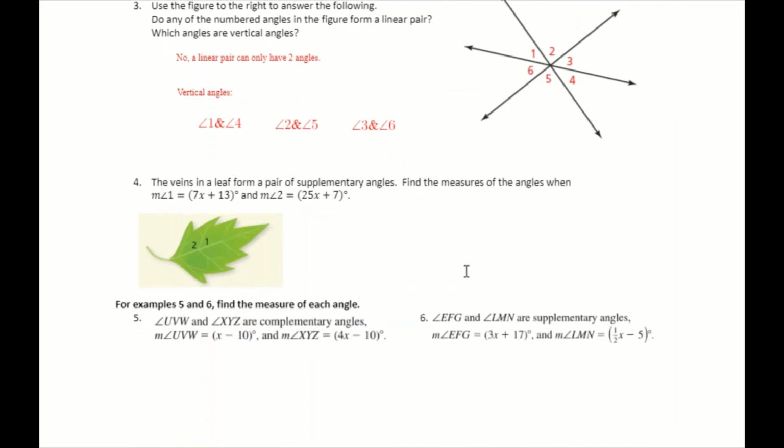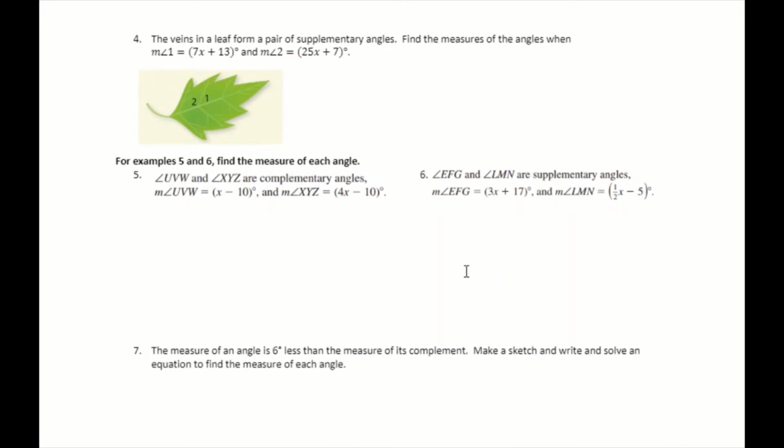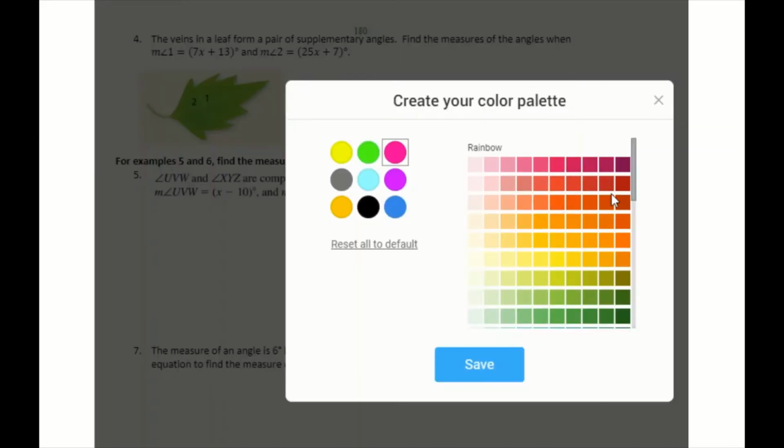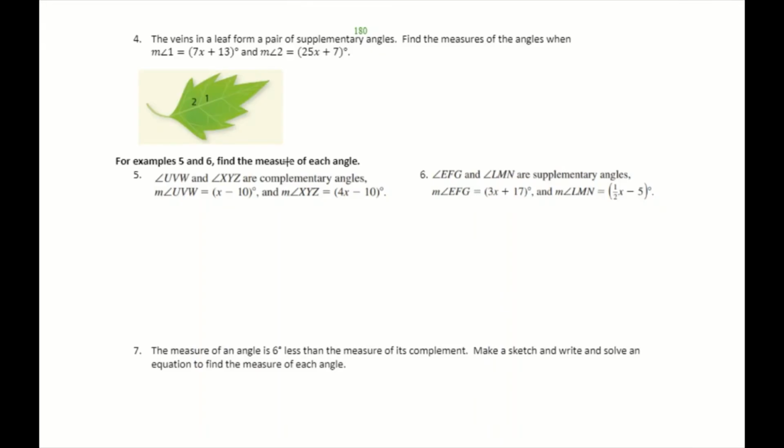Okay, so let's look at number 4. It says the veins in a leaf form a pair of supplementary angles. So take a moment and say, okay, well, wait a minute. What does supplementary mean? Do you remember? Okay, so supplementary angles are angles that add up to 180 degrees. So I'm just going to make a little note here, supplementary is 180. I don't know what happened to my red here, but I have to grab another one.